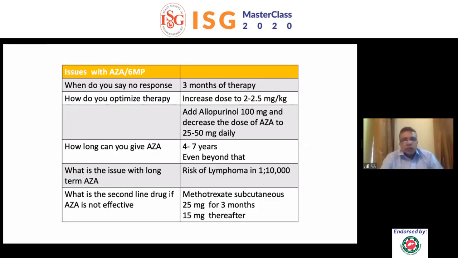There are 5 or 6 issues with azathioprine. I put them in one table. These are very practical issues. So when do you say no response? Minimum 3 months of therapy, because azathioprine takes that much time to be fully effective.